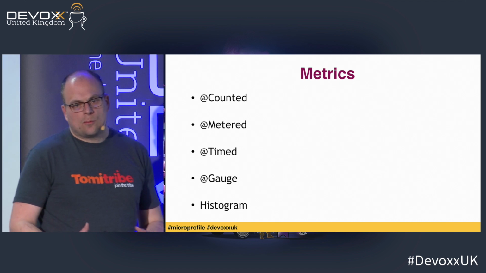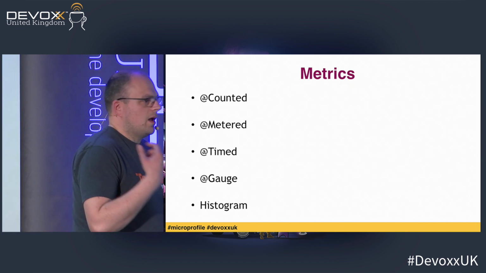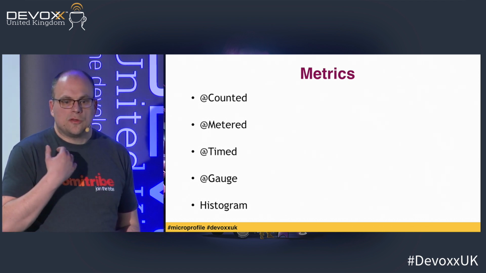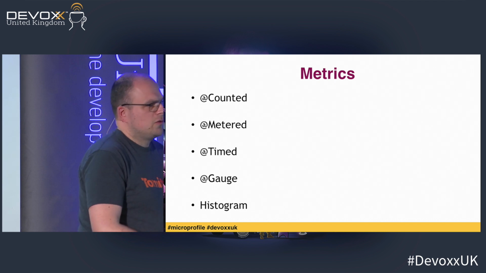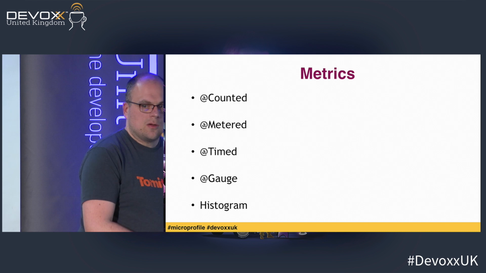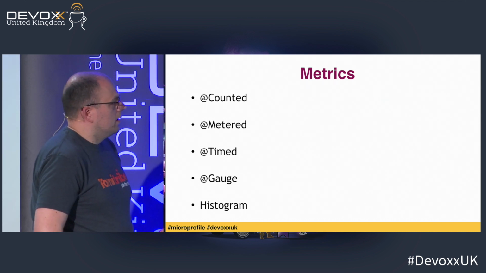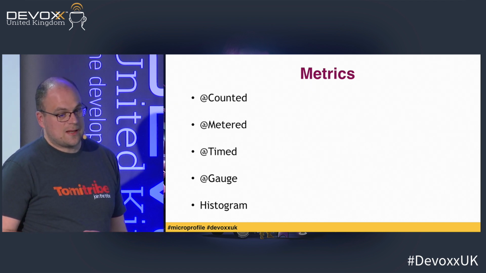Metered provides a way of gathering, in effect, the rate at which your method is being invoked. So we can get a view on how many requests per second you have going through your method. Timed is similar, but gathering how long the method invocation actually takes.